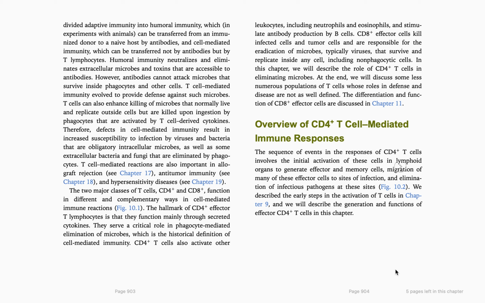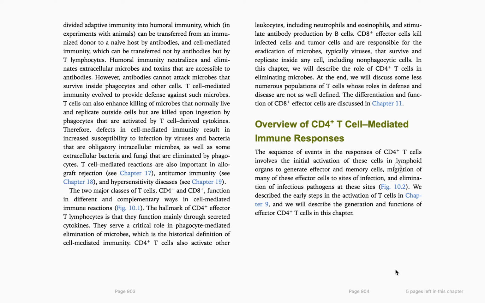Humoral immunity neutralizes and eliminates extracellular microbes and toxins that are accessible to antibodies. However, antibodies cannot attack microbes that survive inside phagocytes and other cells. T cell mediated immunity evolved to provide defense against such microbes. T cells can also enhance killing of microbes that normally live and replicate outside cells, but are killed upon ingestion by phagocytes that are activated by T cell derived cytokines.